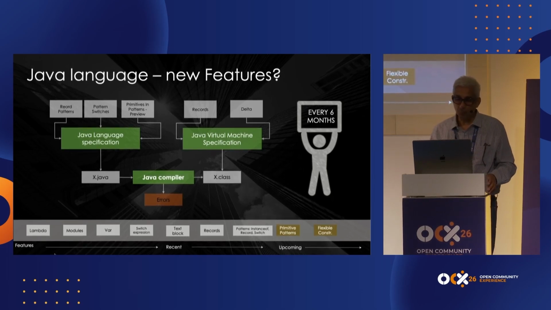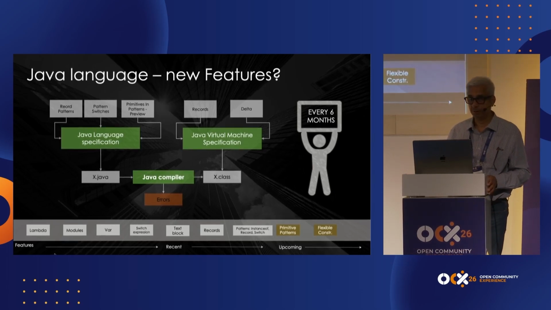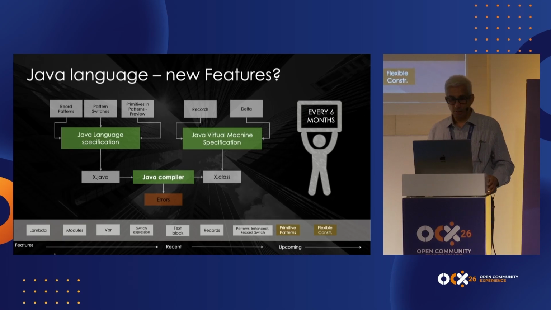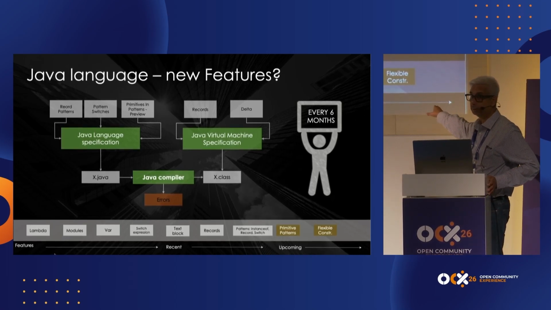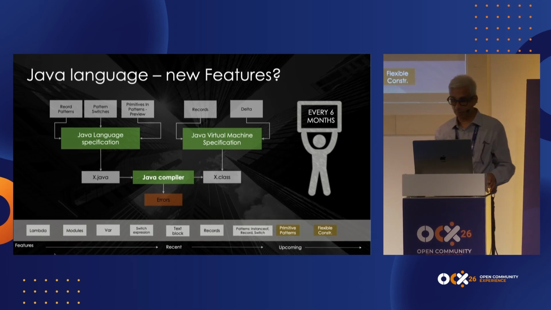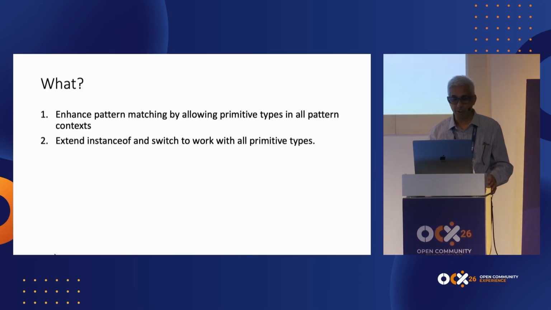So we'll get into what exactly primitive types is, and whether we have a delta in the language specification or virtual machine specification. This slide is dated, so the flexible constructor is already a standard feature. The primitive patterns is still ongoing. It's a preview feature. So what exactly is this primitive feature?